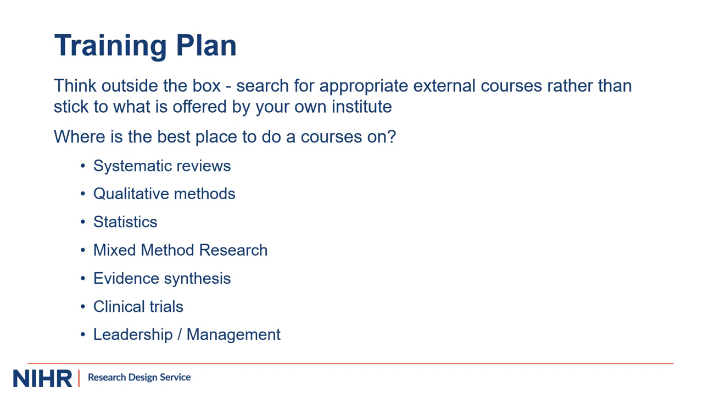So where is the best place to do your course? Ask around. You could ask your mentors and supervisors, the RDS, previous fellows, and search online. For example, the National Centre for Research Methods offer a range of courses linked to the Economic and Social Research Council Doctoral College, which are accessible to all. There are other providers, so check around for the most suitable course for your development needs.